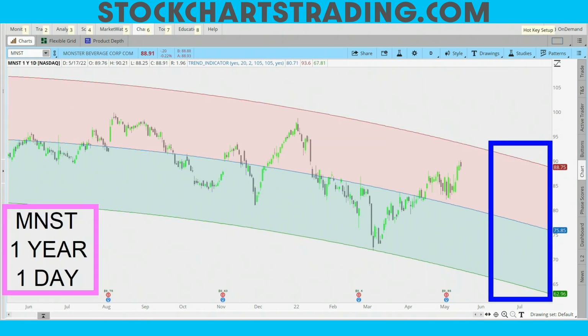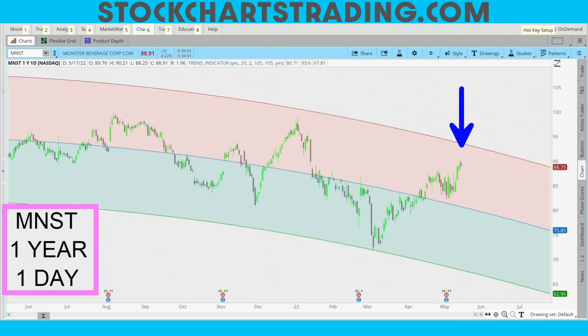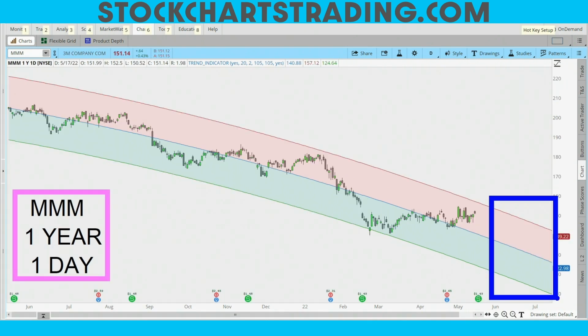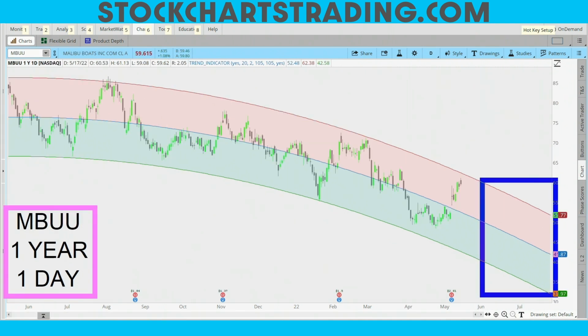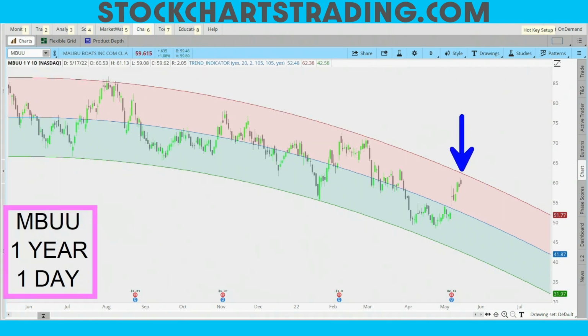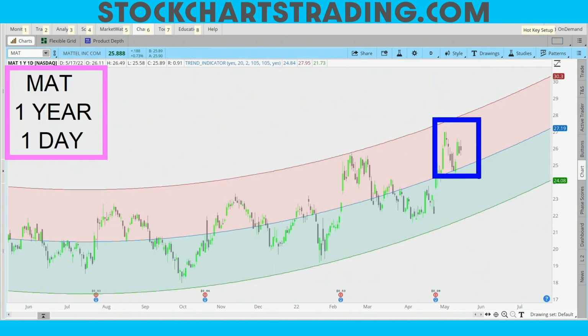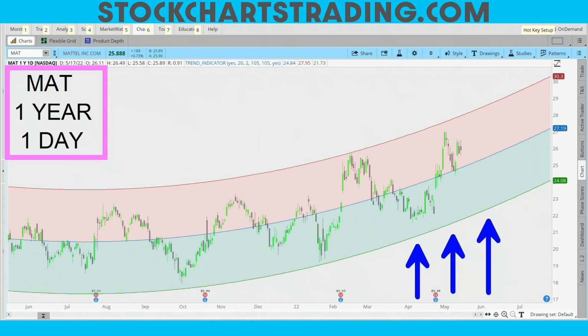Monster, 1 year, 1 day, downtrend. Coming up to resistance, go ahead and save it. 3M, 1 year, 1 day, downtrend. Coming up into resistance, save it. Malibu Boats, downtrend. Looking for down trades, we're in the red part of the band, means we can take a down trade. Mattel Toys is in the red band, but it's uptrending.